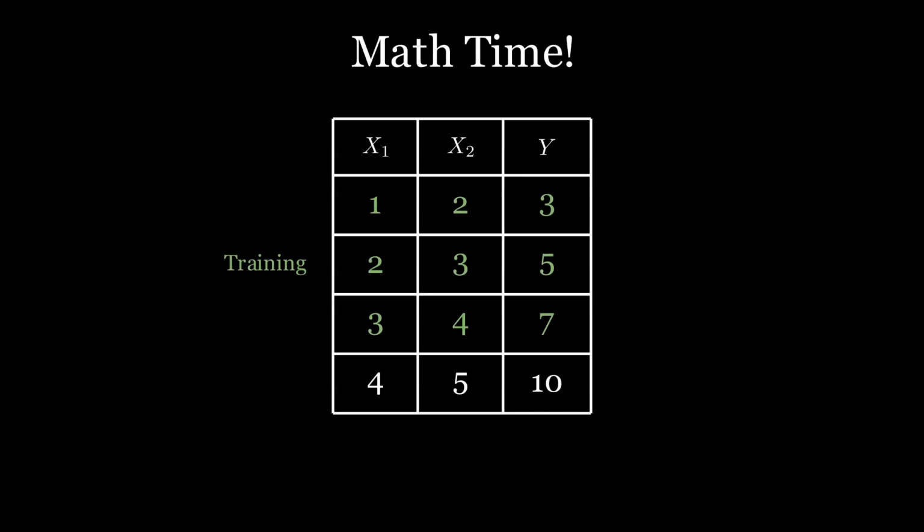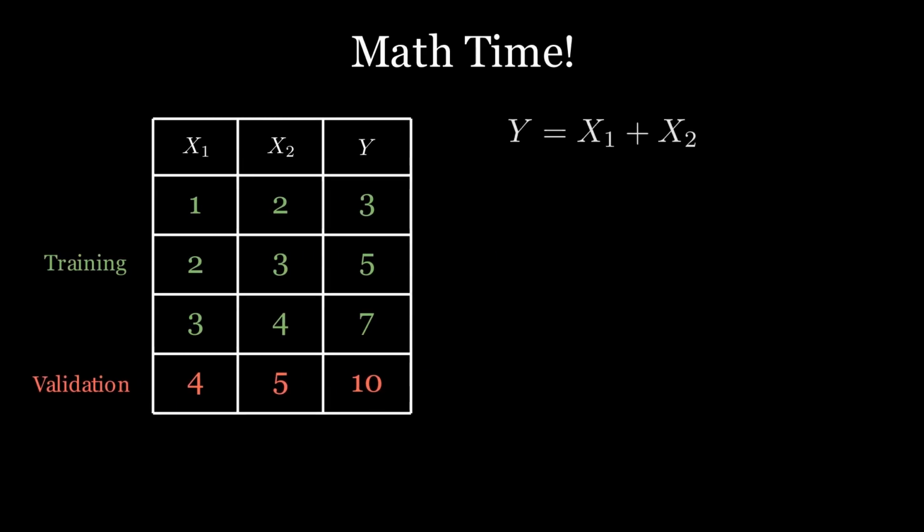First, we need to split this up. We'll take the first three observations as the training set, and use the last observation as the validation set. Since we haven't covered model fitting methods yet, we notice that the equation y equals x1 plus x2 fits the training data perfectly. This never happens in the real world, so we'll take it. Perfect! So we can use this equation to predict the target for the validation set. This gives us a prediction function, y hat equals x1 plus x2.